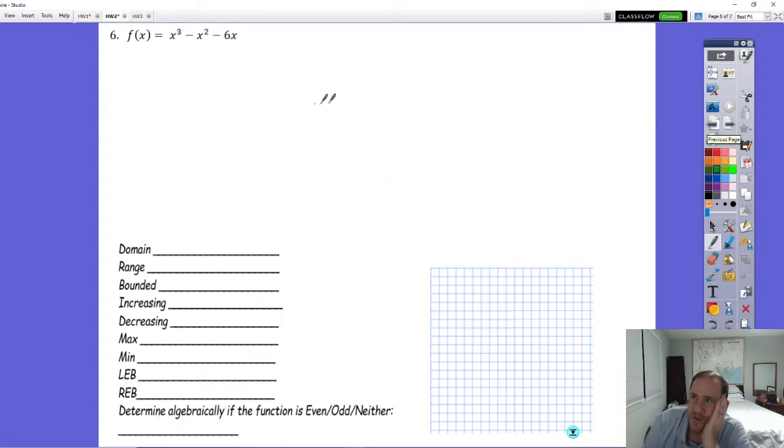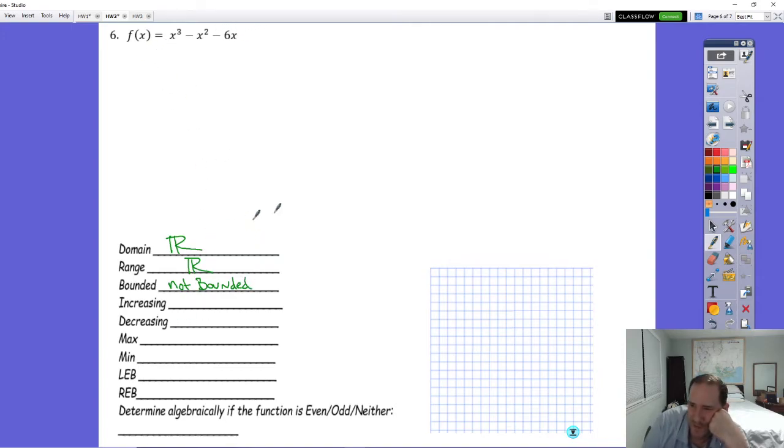Alright, it's another polynomial, so I can instantly say my domain is all reals. It's a polynomial of degree 3. I can instantly say for my range it's all reals. Since the degree is odd, I also know I'm not bounded, because one branch goes up and up forever, and the other branch goes down, down, down forever.